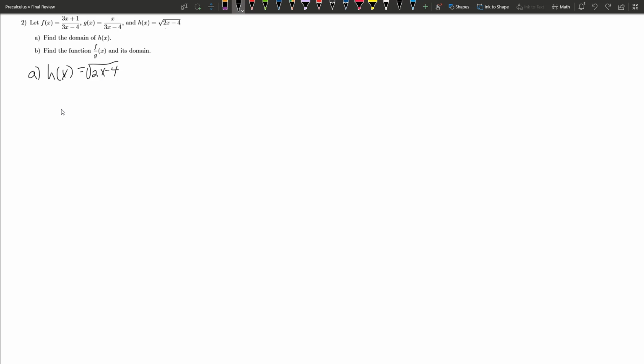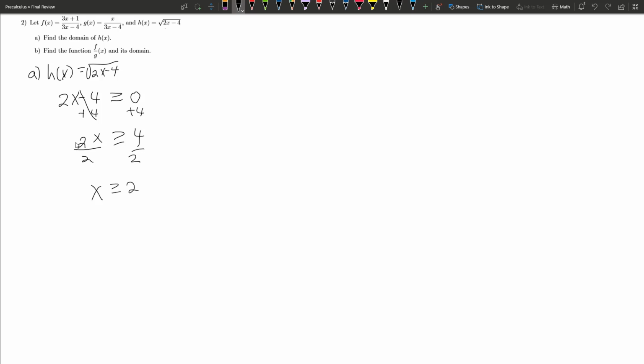So what I'm going to do is find out what would make 2x minus 4 negative. Or in fact, let me just say that differently. I'm going to find out what would make 2x minus 4 more than or equal to 0. That means that it could be 0 itself because the square root of 0 is 0. Or it could be any number that's positive. So add 4 on both sides, and you get 2x is more than or equal to 4. Divide by 2 on both sides, and we get x is more than or equal to 2.